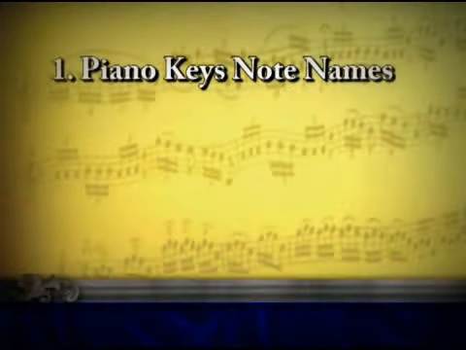So let's take a look at the notes. Note number 1, the piano keys' note names. How do we find out what the names of the notes are on the piano keyboard? Well, the easiest way to find your way around the piano keyboard is to note the groups of 2 black keys and 3 black keys, and then learn the relationship of the white keys to those groups. For example, the note that we call C is to the left of the group of 2 black keys.